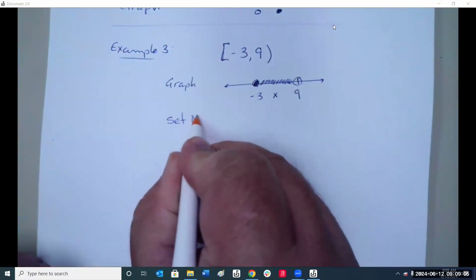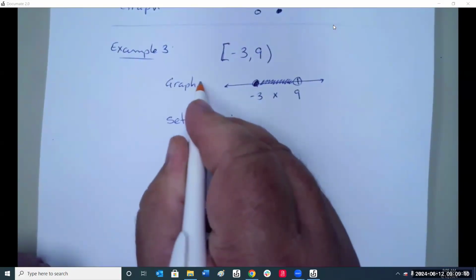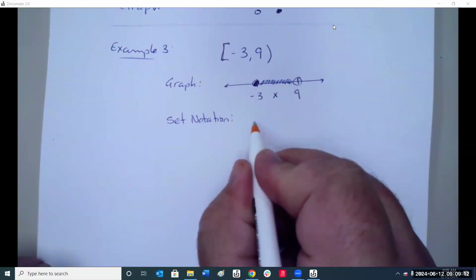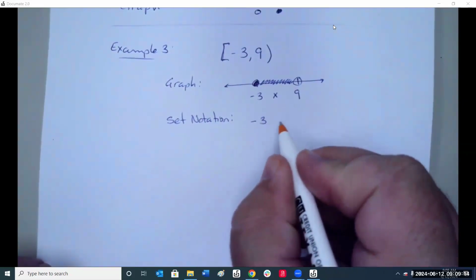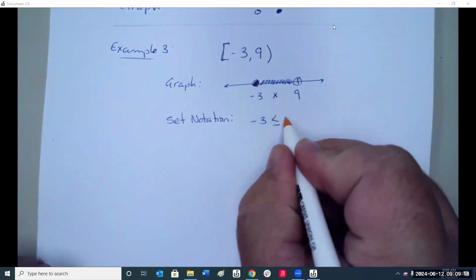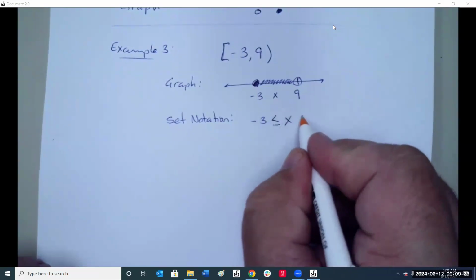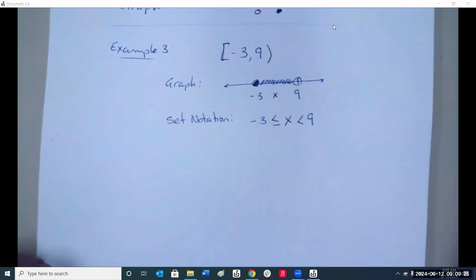So the set notation is, once I look at this, I know I go from -3: x is greater than or equal to -3, but x is strictly less than 9. Again, if that doesn't make sense, then look at the sheet we did yesterday.